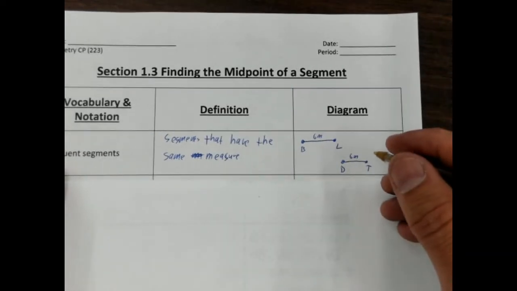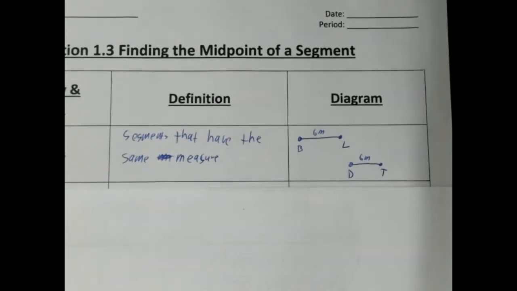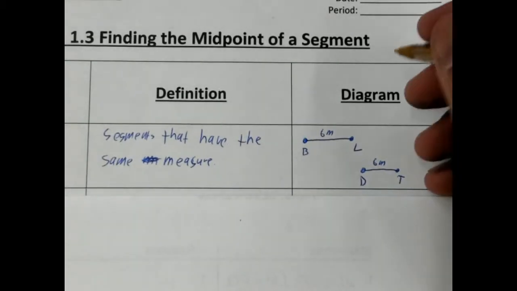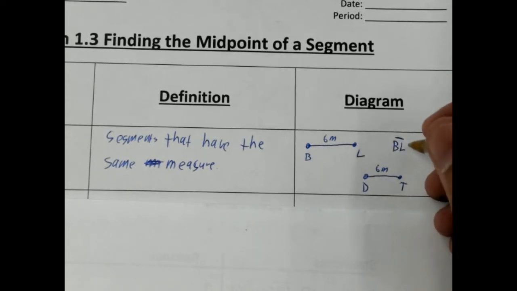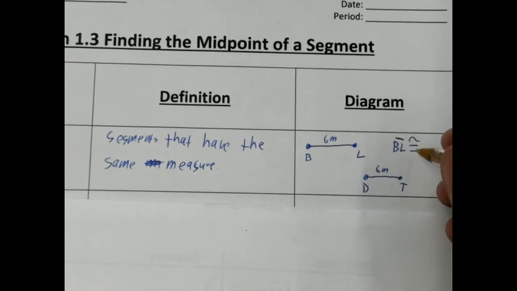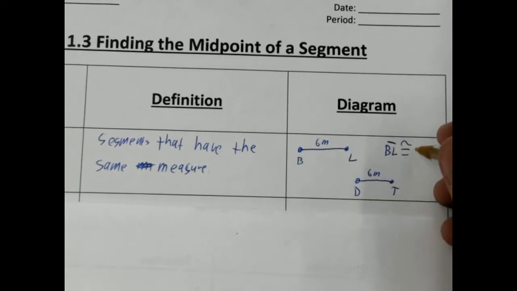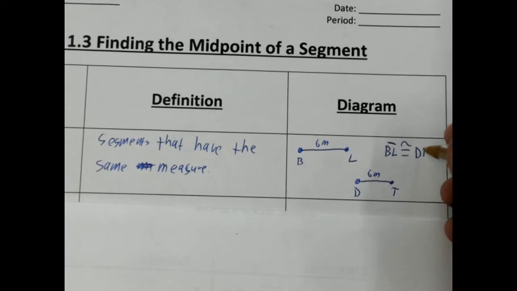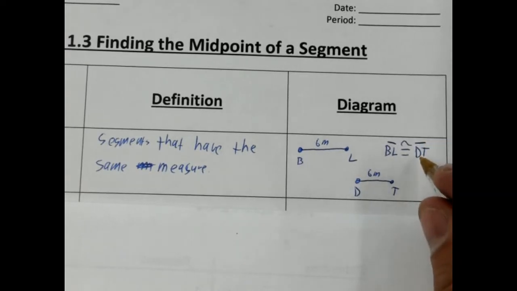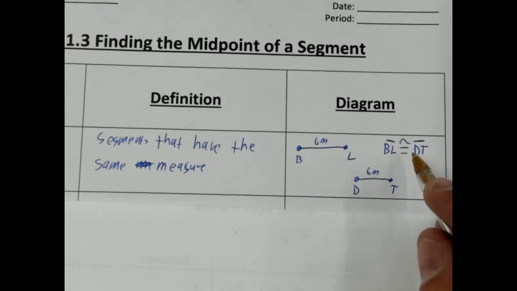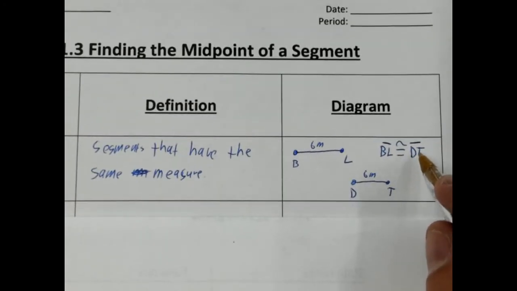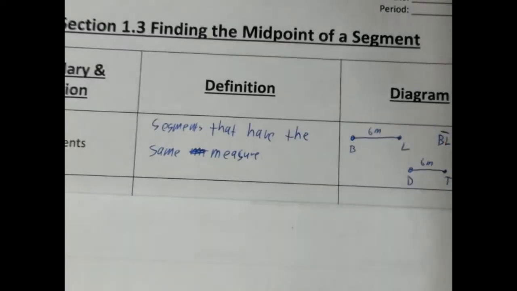So the symbols for that, let me zoom in here so you see it a little better. The symbol for that is as follows. So we're going to use some of the notation that we learned in the first section. So line segment BL, we know what that means. This is the symbol for congruent. It's an equal sign with a squiggly above it, or tilde, I guess, if you want to be specific. And line segment DT. So this says line segment BL is congruent to line segment DT. Okay? All right, so that's the first part. Let's zoom back out here.